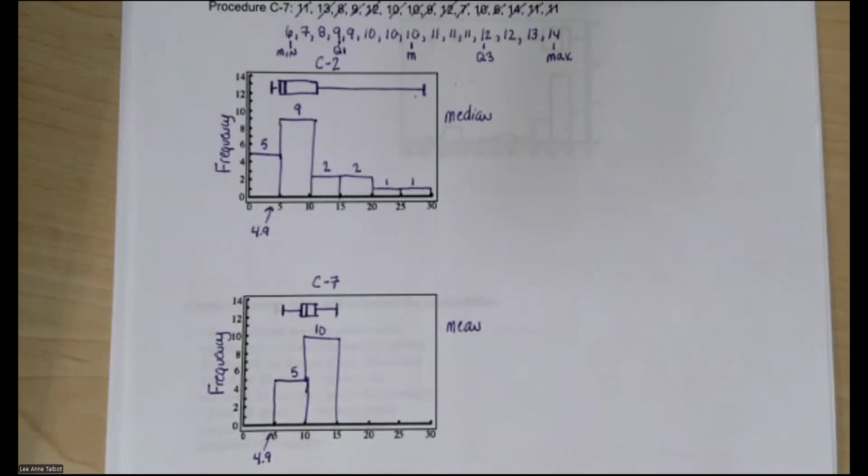Okay. So now find your penny data. The first thing you need to do is put your numbers in least to greatest, if you haven't done that already.